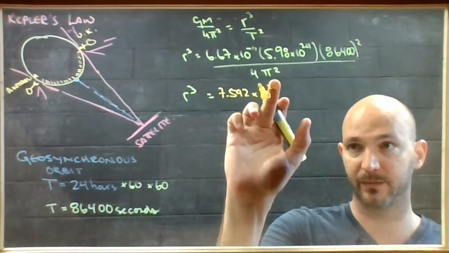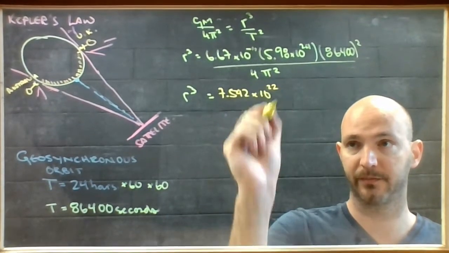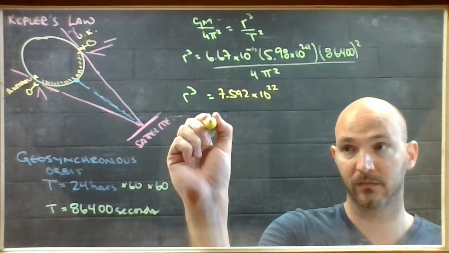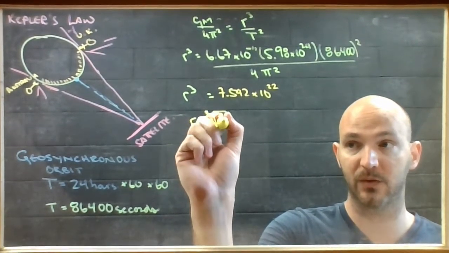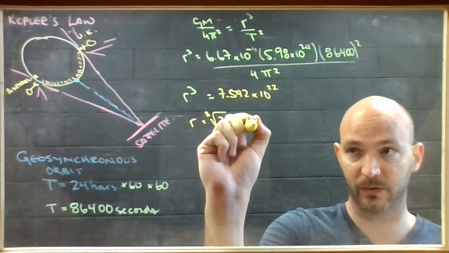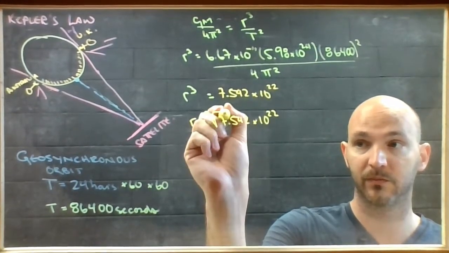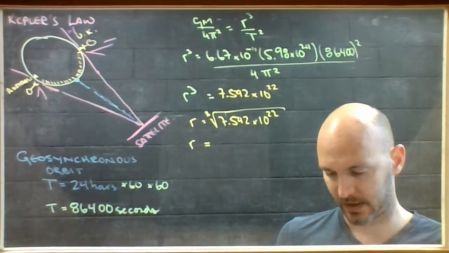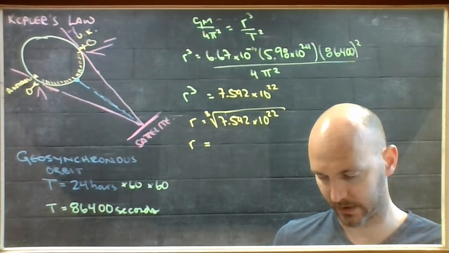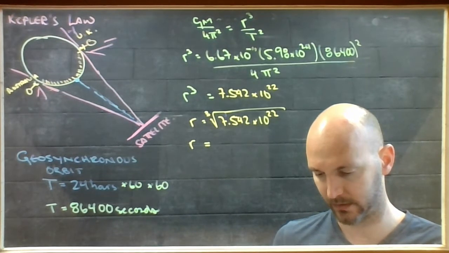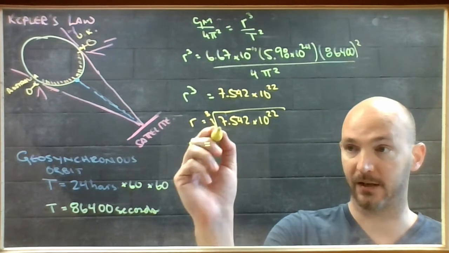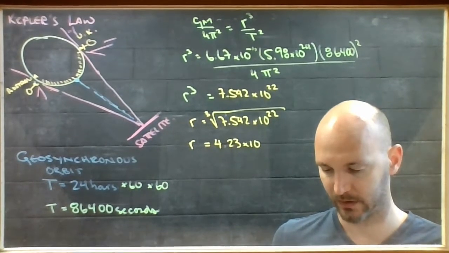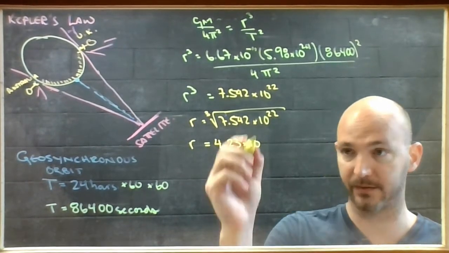Okay. Now that is r cubed, so I have to cube root this. Be careful you don't square root it. It is a cube root. So if I raise that to the exponent 1/3, I get 4.23 times 10 to the 7.